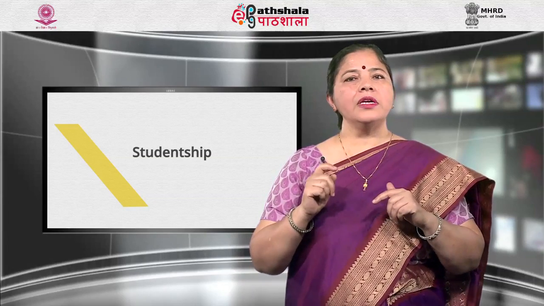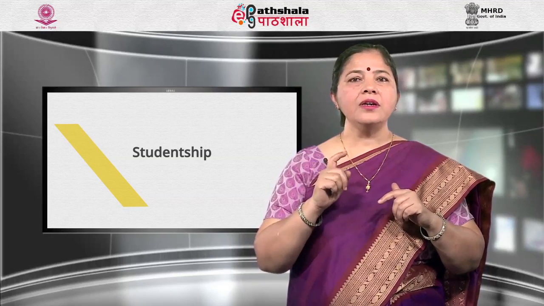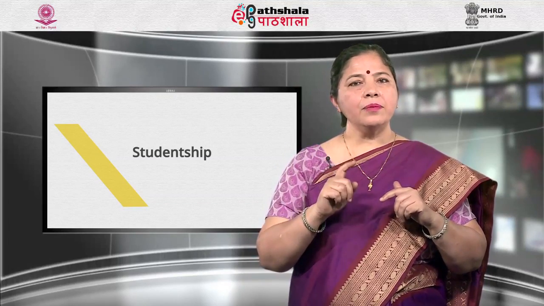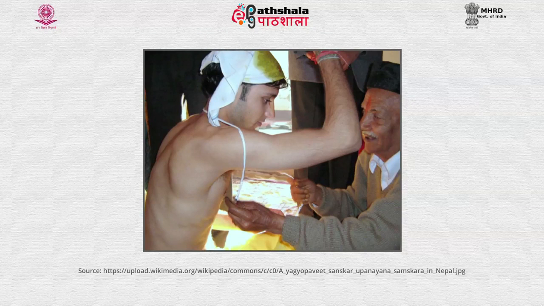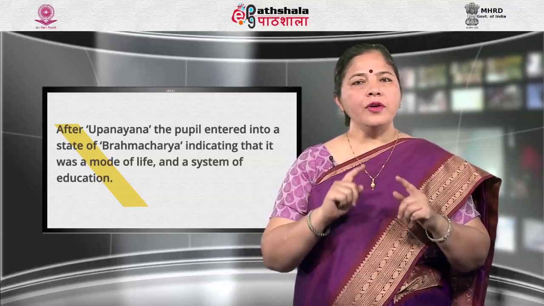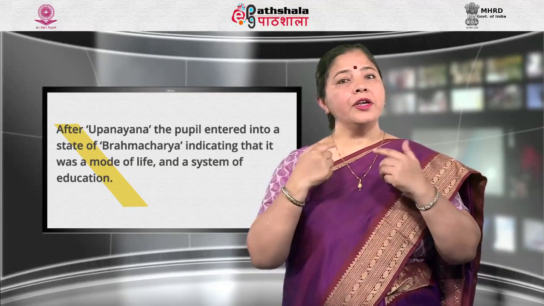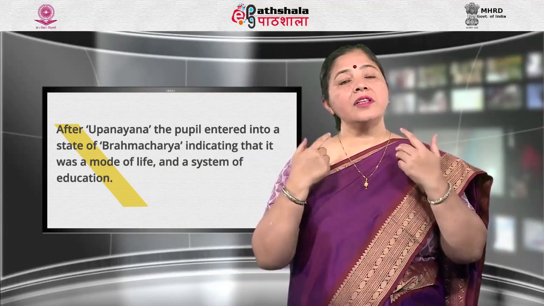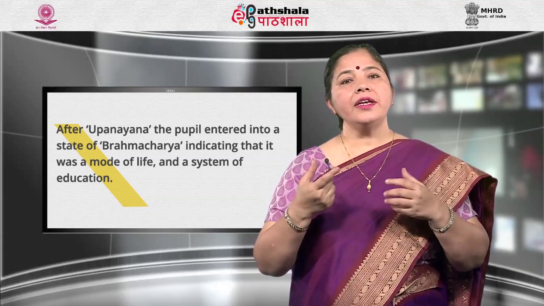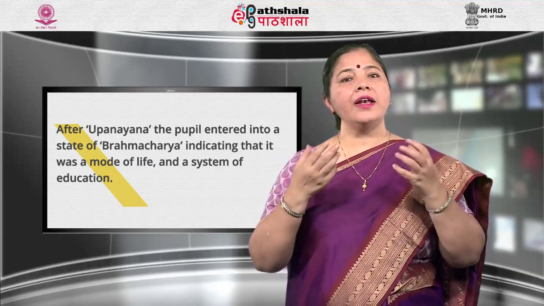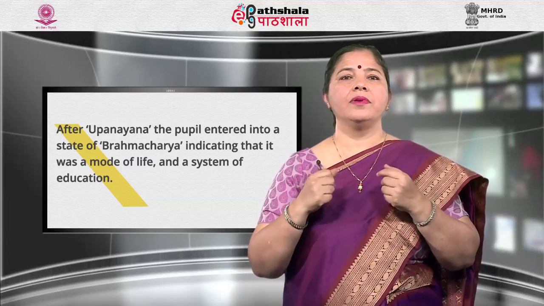The pupil owed his first birth, that is physical, to his parents, and the second birth, that is spiritual, to his teacher. The rite of Upanayana was meant to purify body and mind and to make one fit for receiving education. After Upanayana, the pupil entered into a state, that state is called Brahmacharya. The state of Brahmacharya indicated that it was a mode of life and it was a system of education.